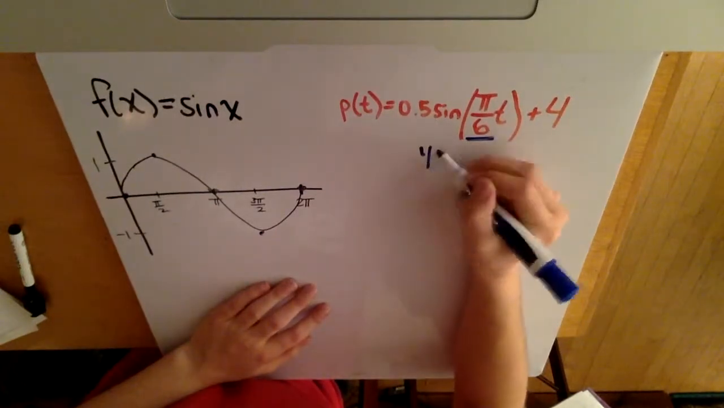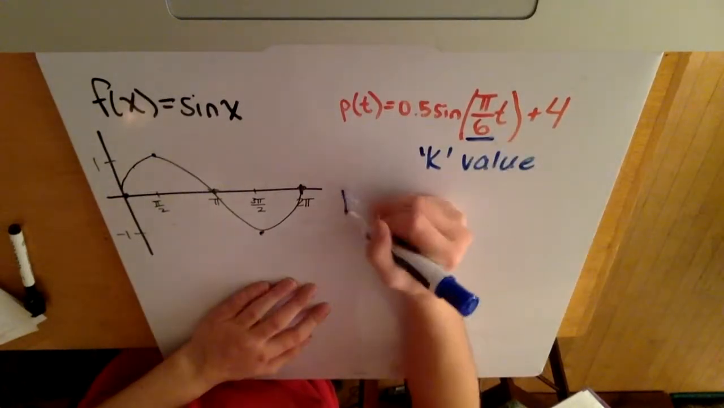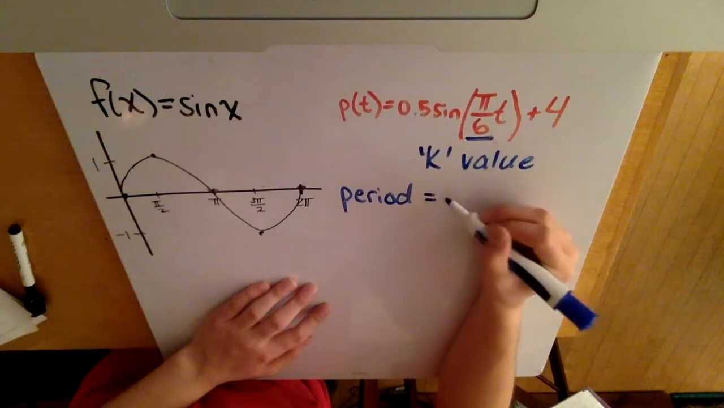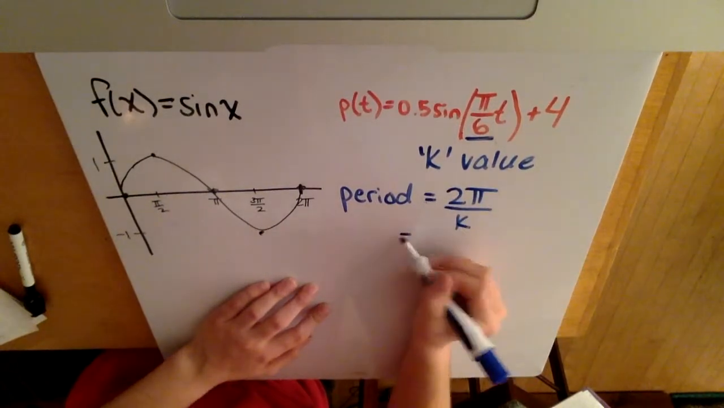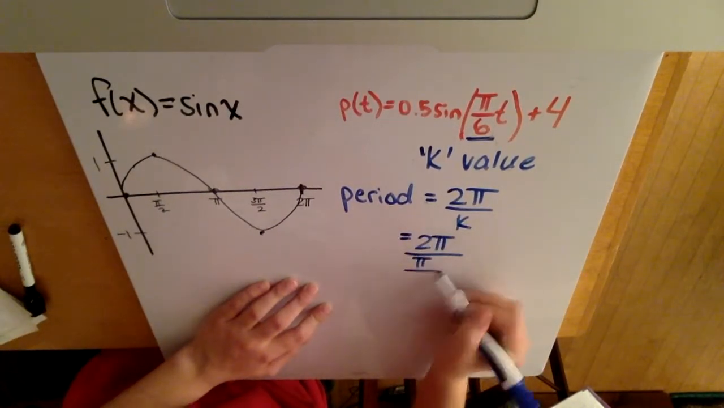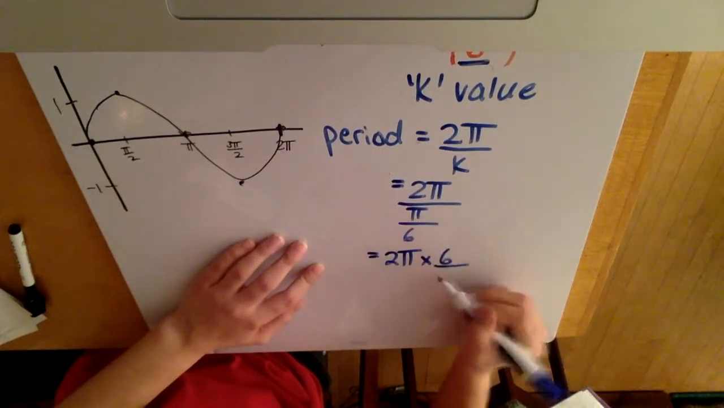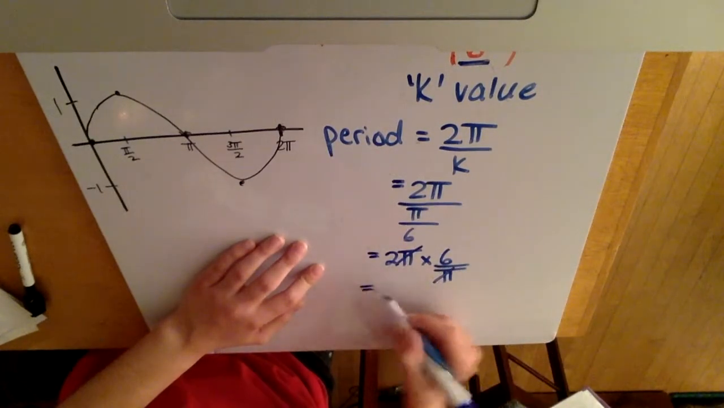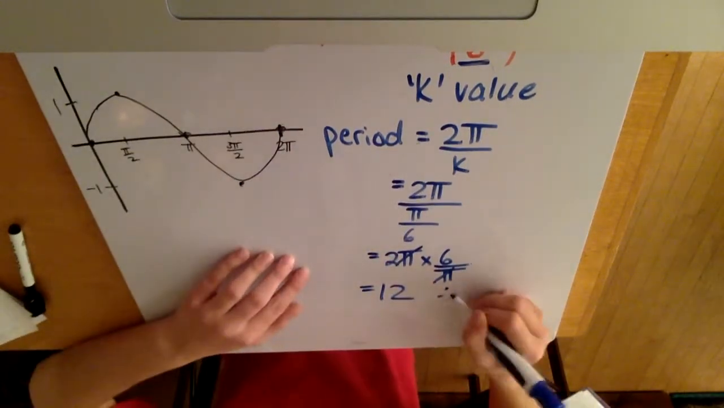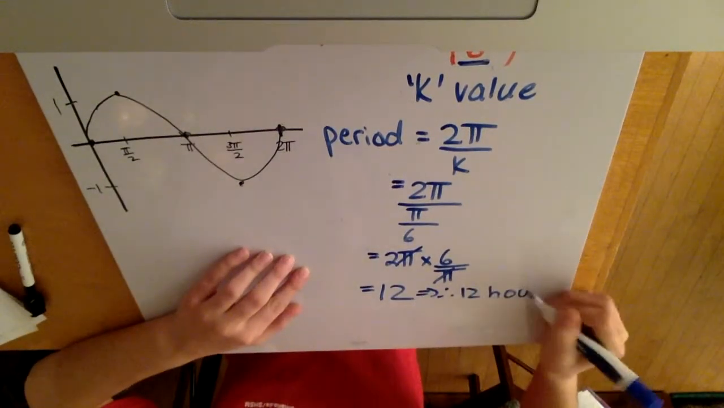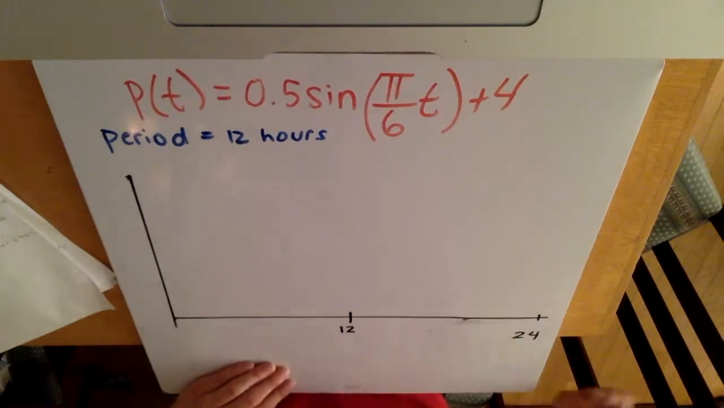Now we're going to find the period of our graph using the k value, which is pi over 6. So the formula for period is 2 pi over k. So ours is going to be 2 pi over pi over 6, flip and multiply, 2 pi times 6 over pi. The pi's cancel out, and you're going to get 12 hours. So now we'll just draw the graph.